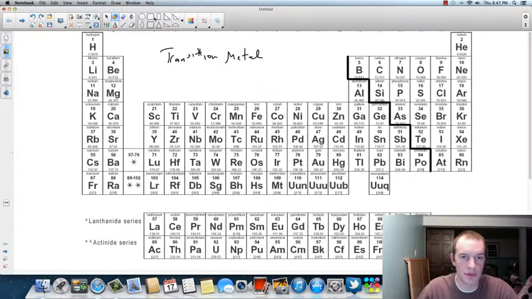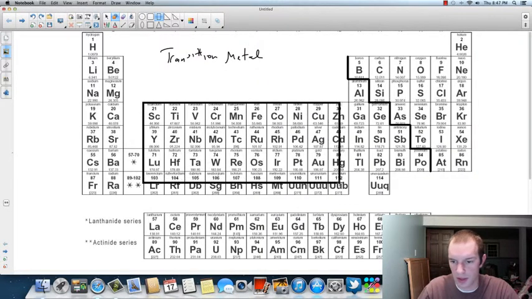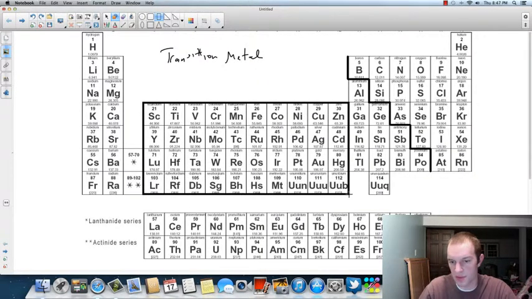When we look at the periodic table, what we can see pretty easily is that the transition metals are the metals that fall within this block of elements right here. Anytime it falls within this block of elements, it's going to be a transition metal. Now there are a couple of exceptions, so I want you to remember some of those exceptions.